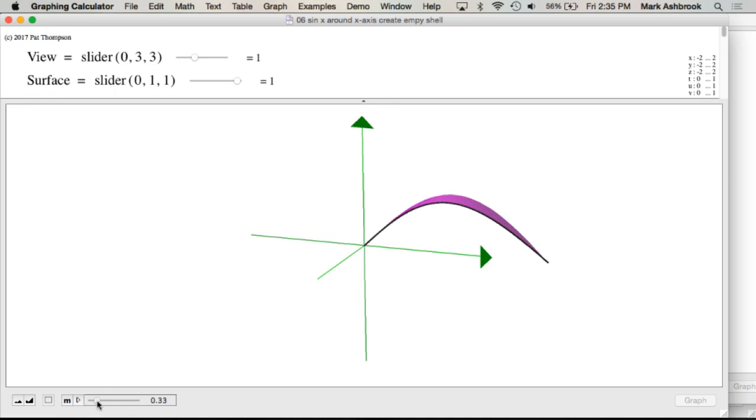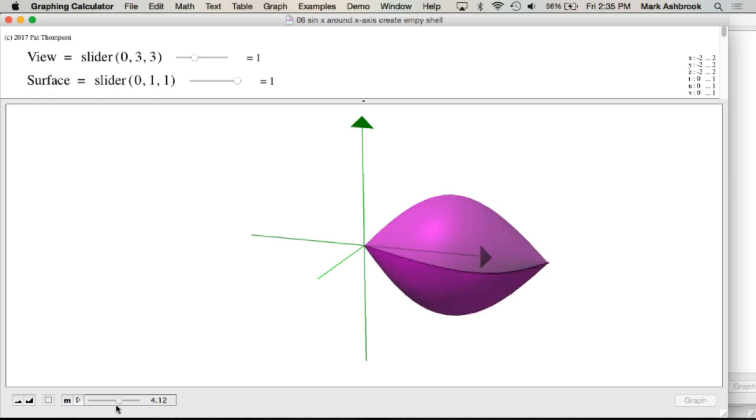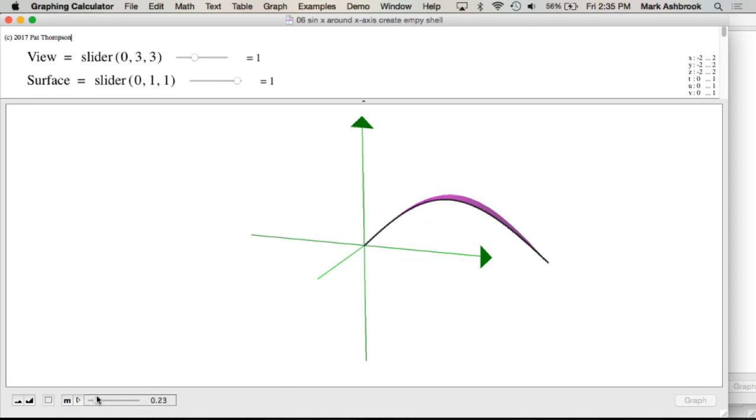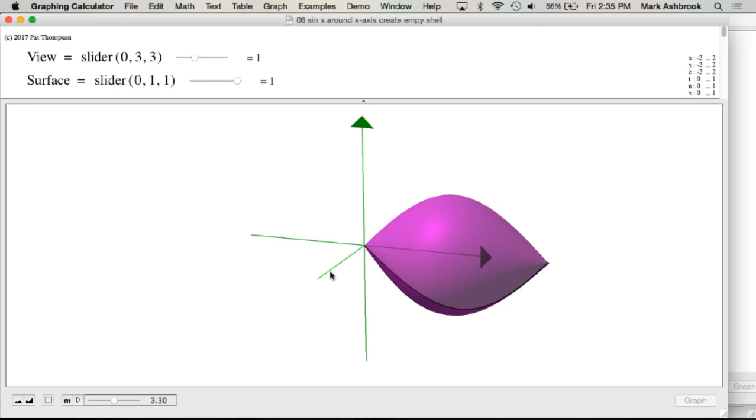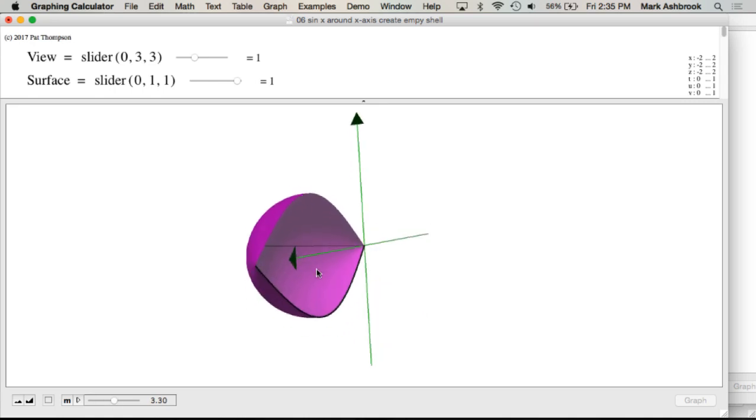Ready? Watch. And we're just thinking about creating the empty shell. That thing is kind of falling towards you. It's pinned at the ends. So let me give it a turn here so you can see. So see the empty shell? It's so dark.